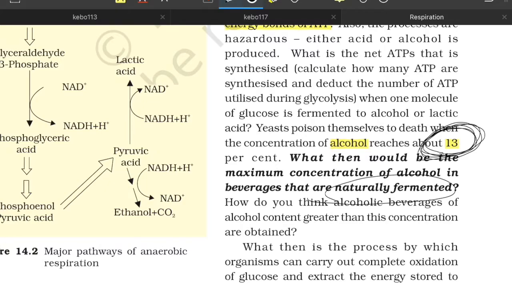But how are higher concentrations produced? Very simple. By manual concentration. How are you manually concentrating? You can evaporate water and concentrate. We'll see all that in 12th standard. How do you think alcoholic beverages are made? Okay, that's what I should answer.